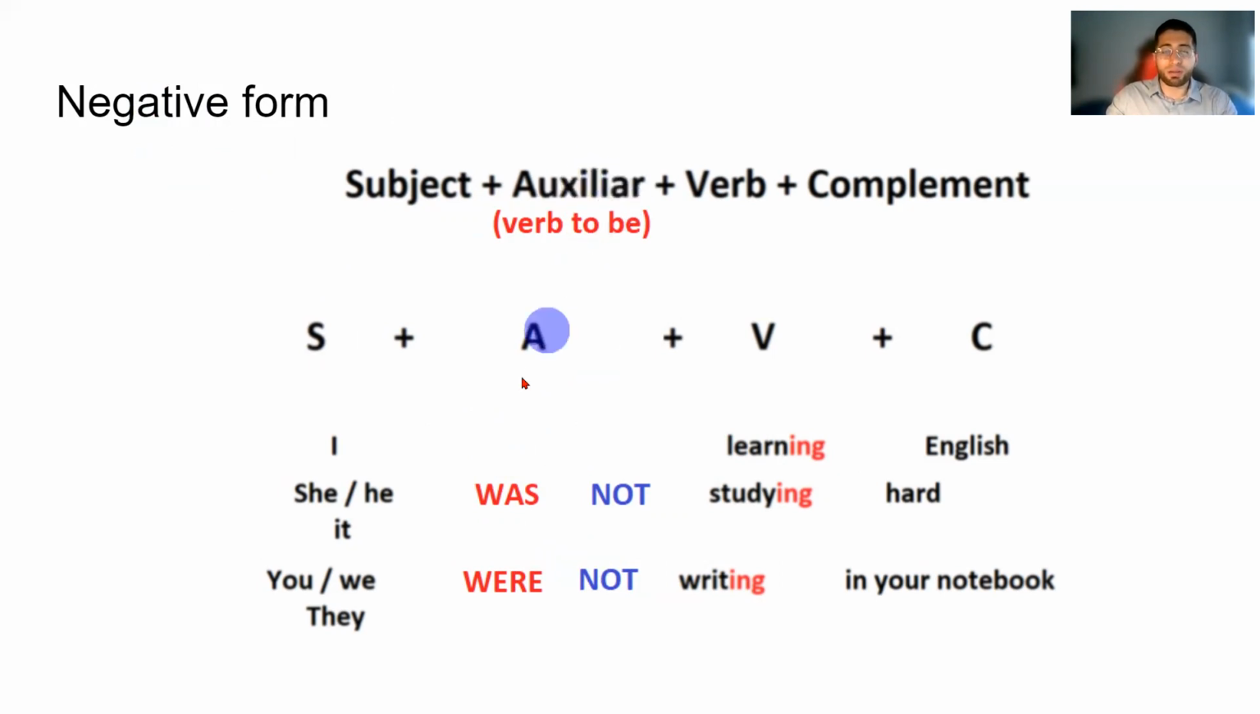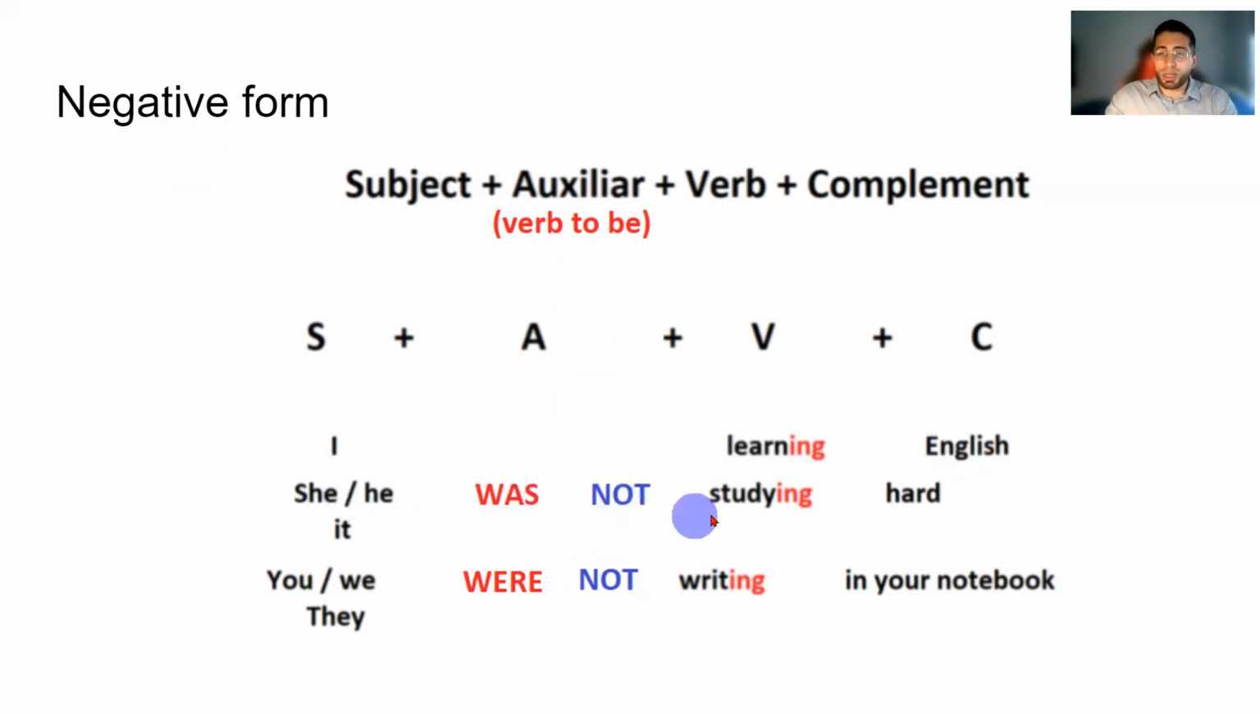It will always be in the auxiliary. Siempre va a estar acompañando el auxiliar. En este caso, it will be accompanied by the verb to be, right? En este caso va a estar acompañado por el verbo to be in past, en pasado, ¿no? Entonces decimos, she was not learning English, right? Como ella no estaba aprendiendo inglés.